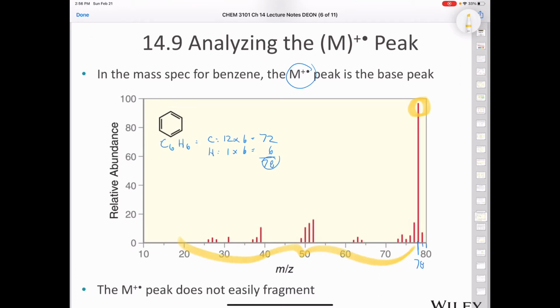Now clearly you can see that the molecular ion is not very susceptible to fragmentation. There aren't very many fragments here. And so the molecular ion is the most abundant fragment to pass through the spectrometer. This is generally not the case. Most compounds will easily fragment, and the molecular ion peak will not be the most abundant ion.